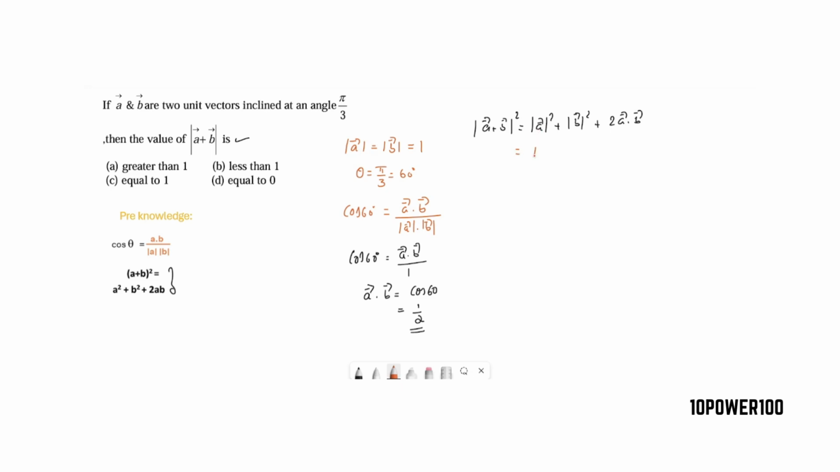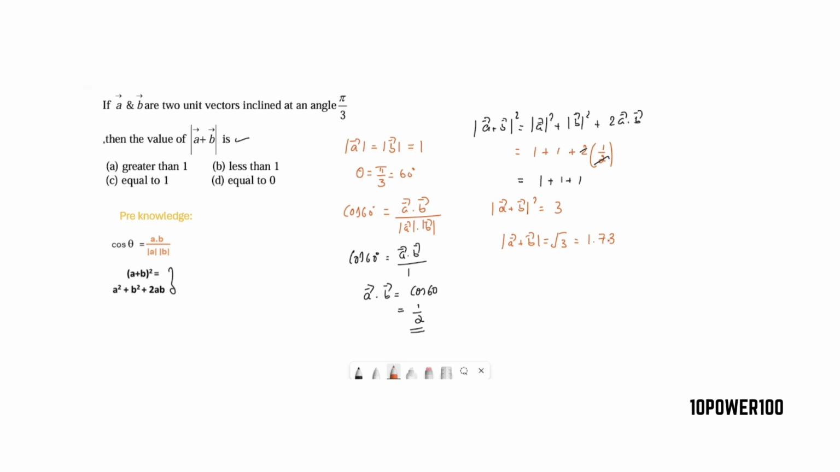So let us find out these answers. The magnitude of vector A square is 1 square, plus the magnitude of B is 1, so 1 the whole square, plus 2 times vector A dot vector B, which we already found out is 1 by 2. Here, 2 and 1 by 2 cancel out. The left out elements are 1 plus 1 plus 1. What is 1 plus 1 plus 1? It is 3. A plus B the whole square is equal to 3. So A plus B is equal to root 3.